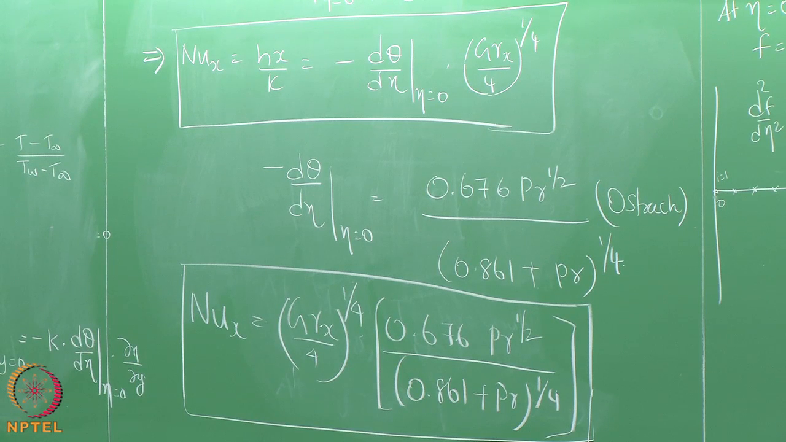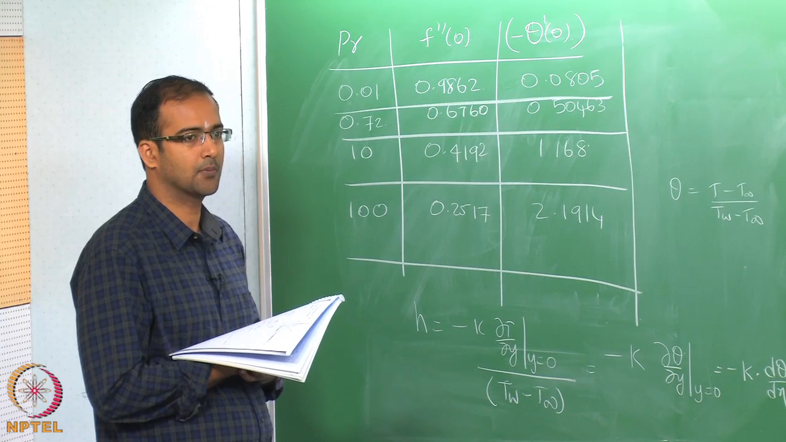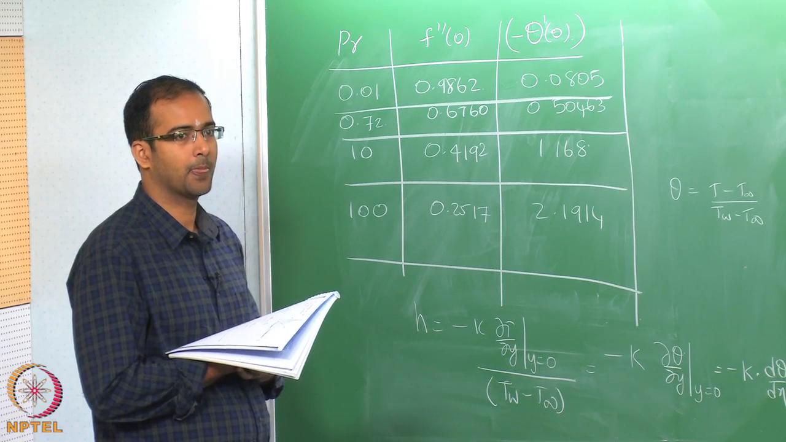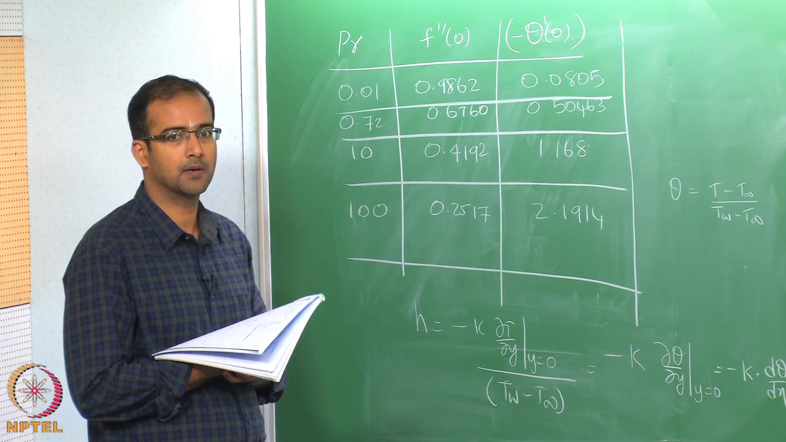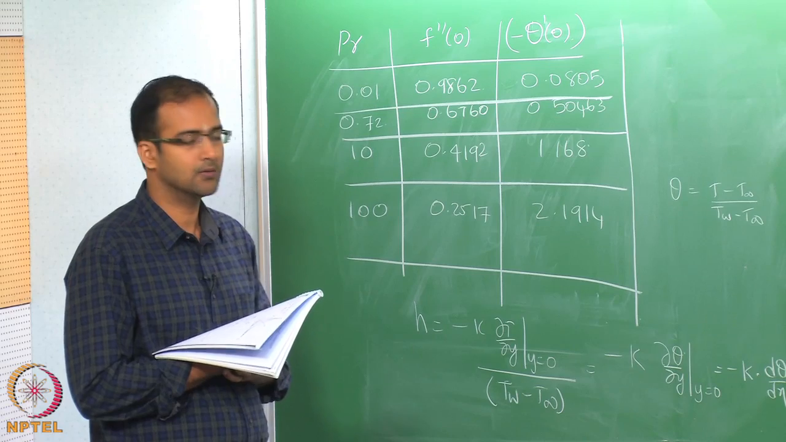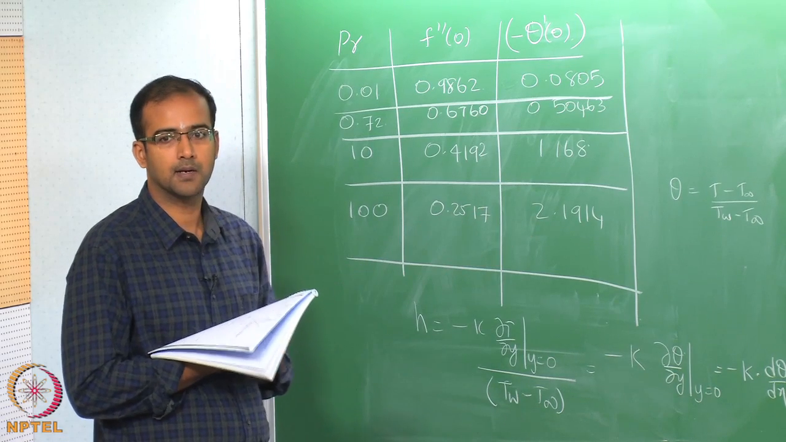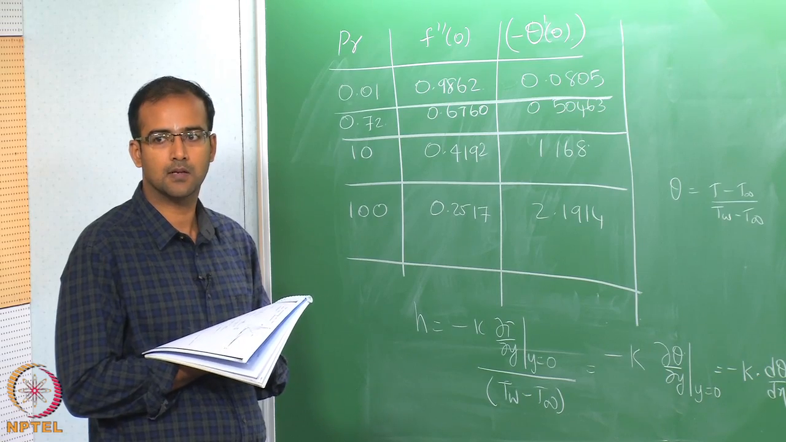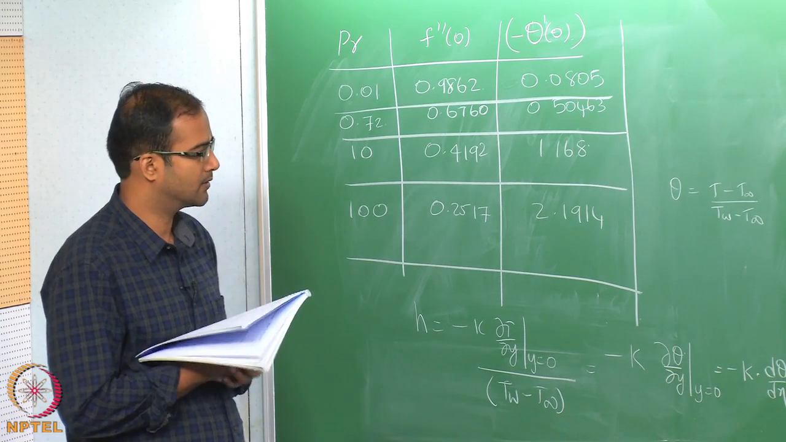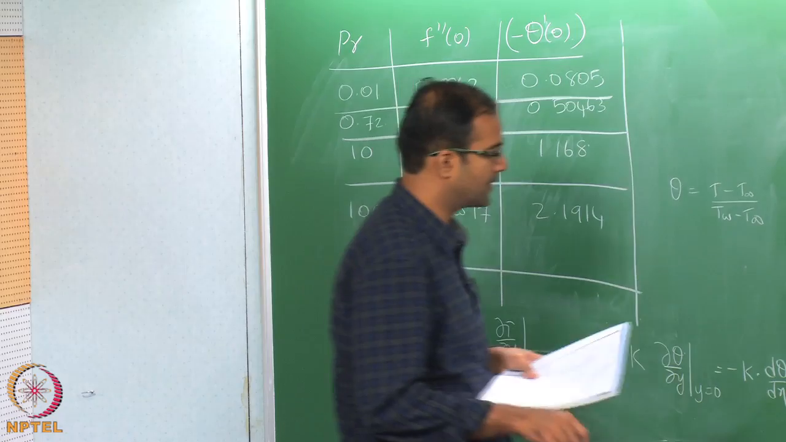Now, unlike the classical Pohlhausen equation, where you have 0.332 times Re to the power half Prandtl number to the power 1/3, now you have a more complex dependence on Prandtl number, and instead of Reynolds number, you have Grashof number. This is how the Nusselt number varies.